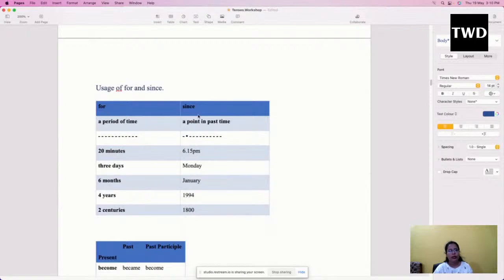When we use since, we show the specific time, that point of time only. For the time, say for example at 6:15 p.m. Monday, that is the exact day we are showing. January, that is the exact month we are talking about. 1994, that is the exact year we are talking about. And 1800 is the exact century which we are talking about.